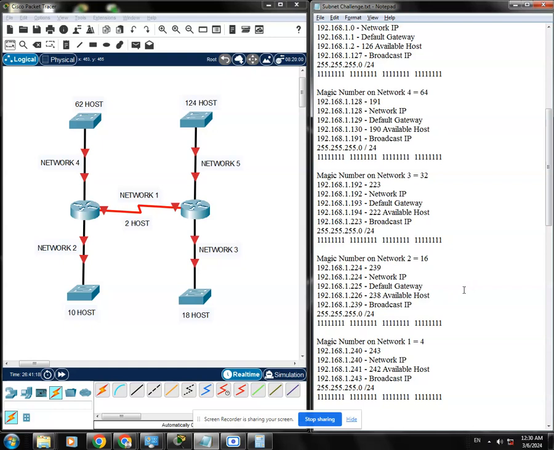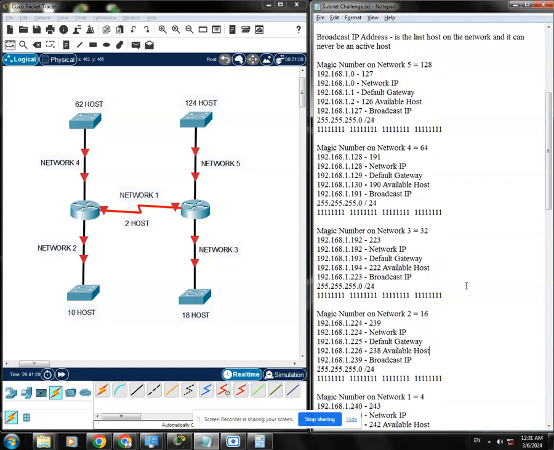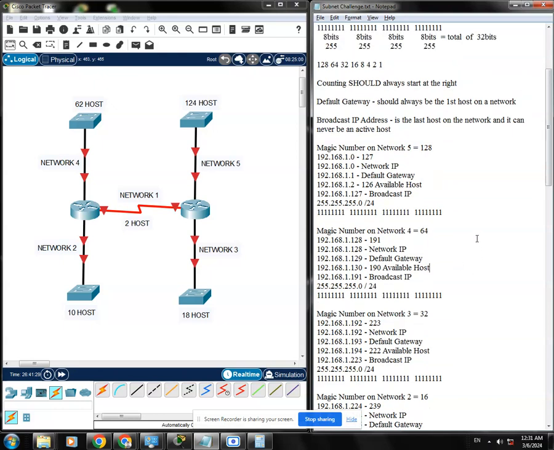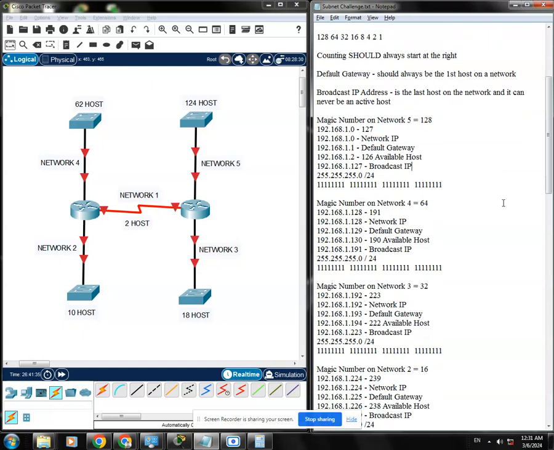So this is not their subnet mask, okay? I just listed down the default one. So we need to configure their subnet mask per network. This is very important, all right? So let's start on network 5, which is in here.